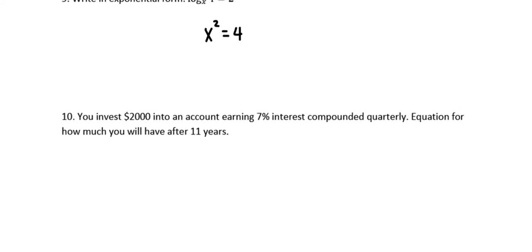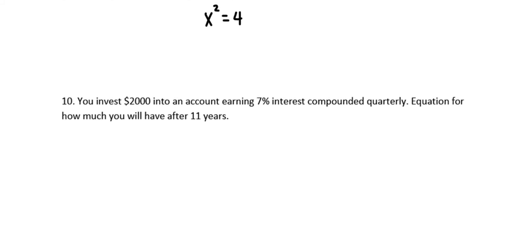And number 10, you invest $2,000 into an account earning 7% interest, compounded quarterly. So you'll have the compounded interest. So you have simple interest, compounded interest, and compounded continuously. The compounded interest formula, you have an amount that you're going to end up with. How much will you have after 11 years?